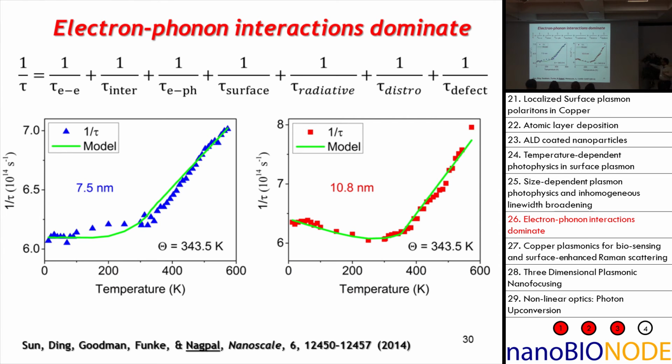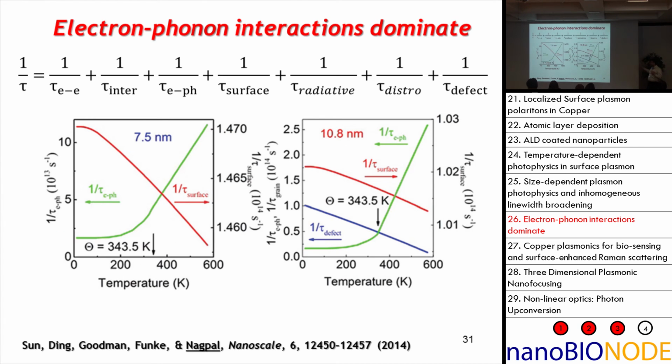The dominant effects that we looked at were just electron-electron scattering or electron-phonon scattering. For copper, interband absorption is very important. We looked at surface scattering because, as I said, we did suspect that the surfaces were not playing a big role because the photophysics was very similar, but we still had to verify that. The effects due to inhomogeneous linewidth broadening or defect scattering on the surfaces. So we analyzed all of this. I'll just summarize them very quickly.